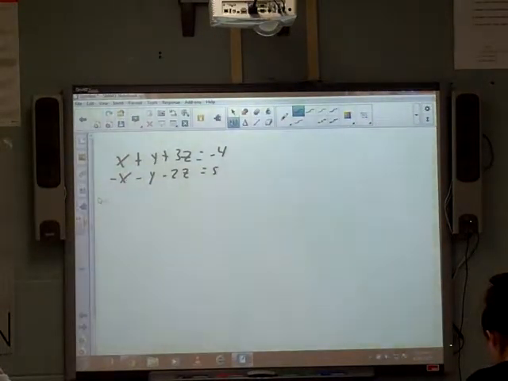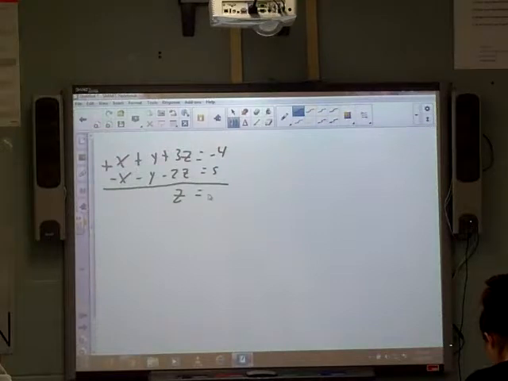The reason I chose these 2 is because I can tell that I can add and get rid of 2 variables here. x plus negative x is nothing, gone. y plus negative y is nothing, gone. 3z plus negative 2z is 1z. Negative 4 plus 5 is 1. So we already know our z.